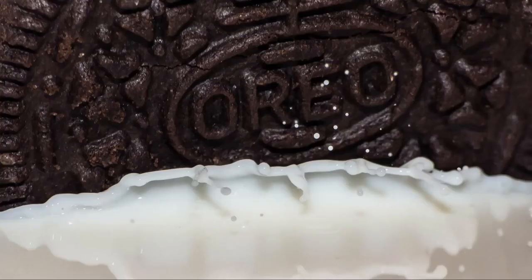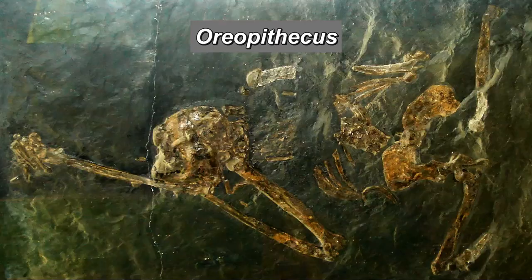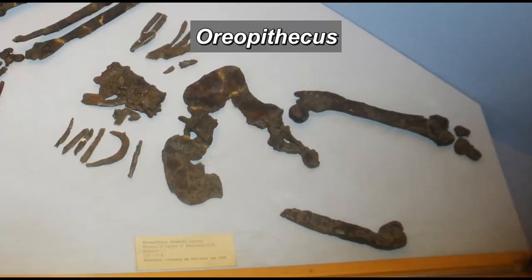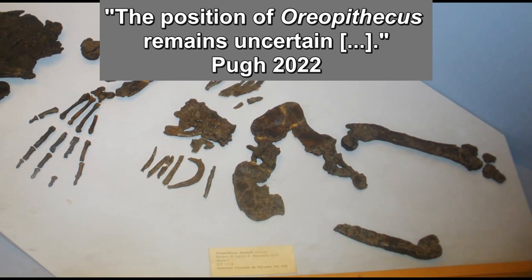Since dozens of genera of Miocene apes cannot be presented in detail in this short overview, I will report only a few species here. Let's start with Oreopithecus, named like the cookie. Oreopithecus has been noted for possessing some unexpectedly human-like characteristics, although it is now not even placed in the human kin. Its classification remains uncertain.